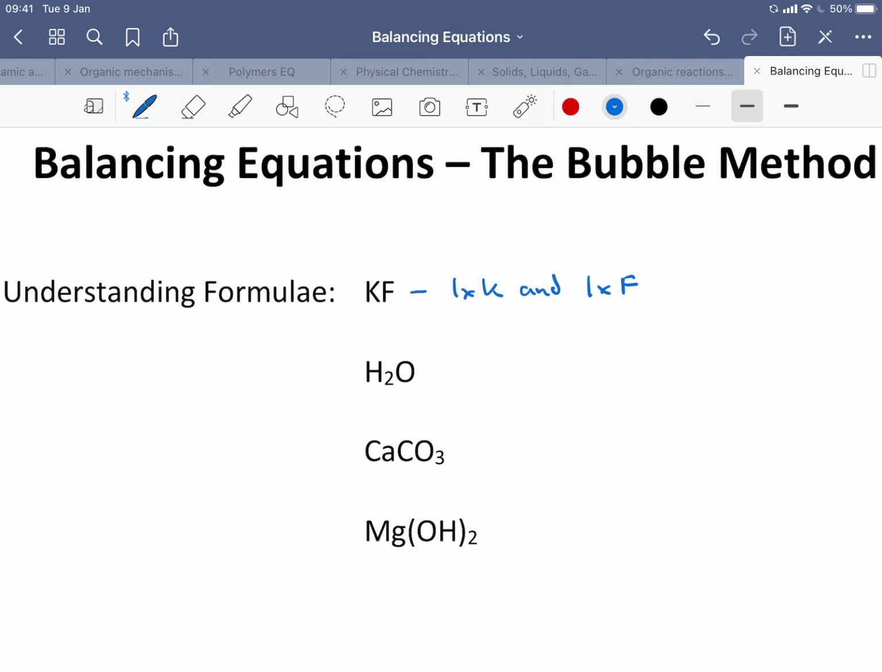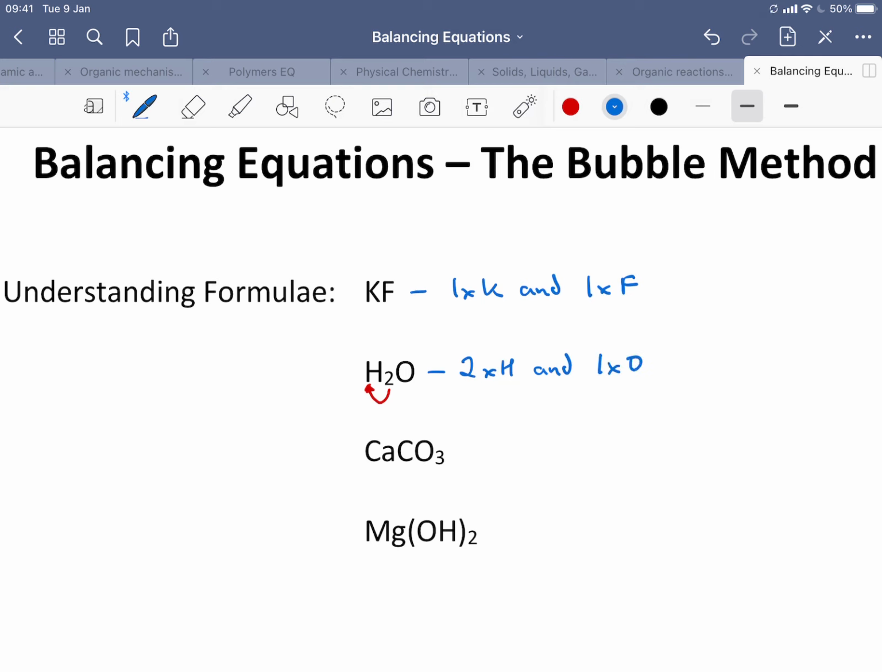If we look at the next formula, which hopefully you recognize as being water, H2O, one of the things that you'll notice is there is a subscript. Subscript means below the line. When you get a subscript number, that number refers to the element just before it. So that 2 is referring to the hydrogen here. So when we consider that formula, there are 2 times hydrogens and there is 1 times oxygen.